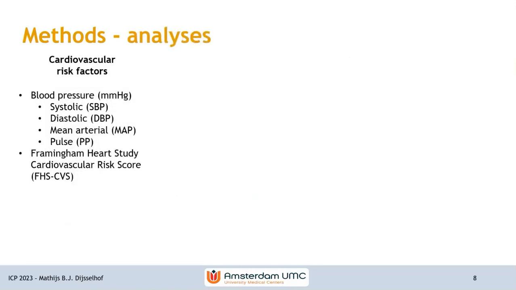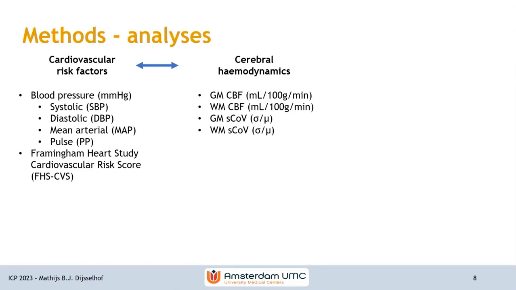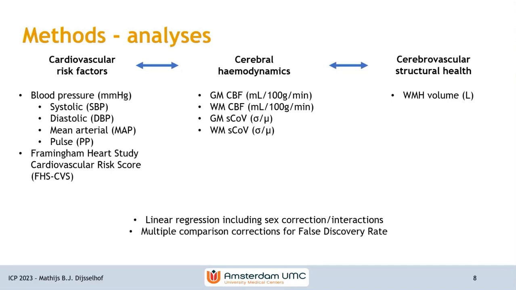And to summarize a bit, we're going to try and investigate the relations between all these cardiovascular risk factors and cerebral hemodynamics on the one side, and cerebral hemodynamics and white matter hyperintensity volume on the other side, using linear regressions, including sex corrections, and looking for interactions as well, because we know that there's a difference in cardiovascular health between men and women. And of course, because we're doing quite a lot of associations and linear regressions, we are correcting for multiple comparisons.